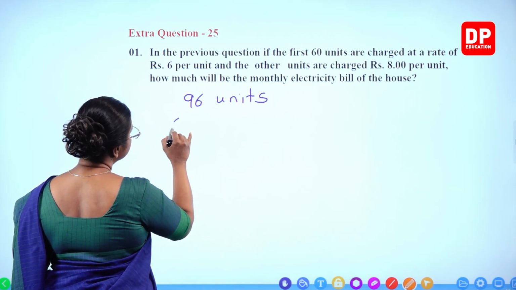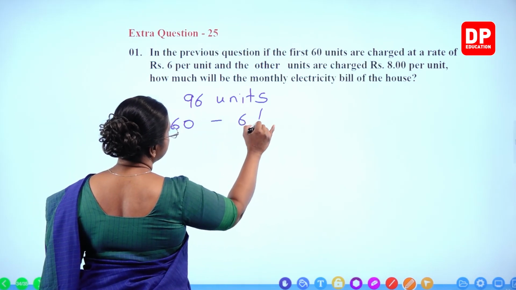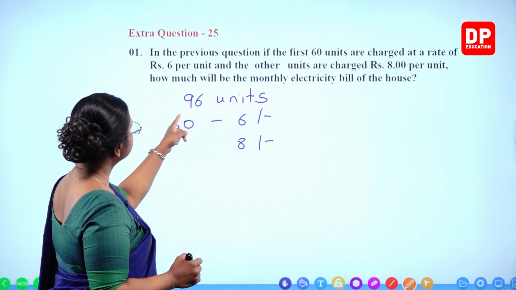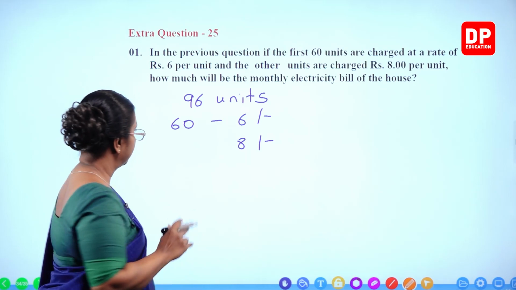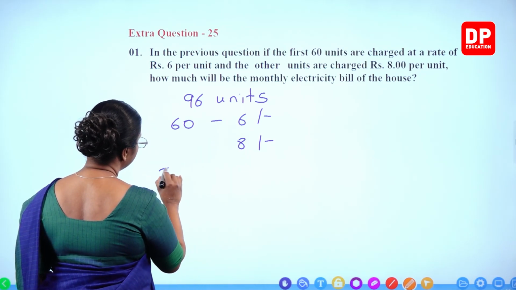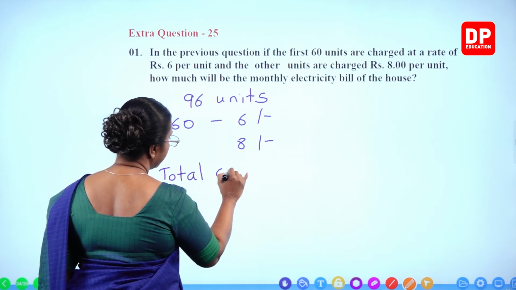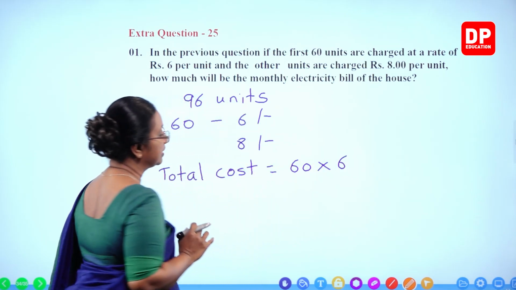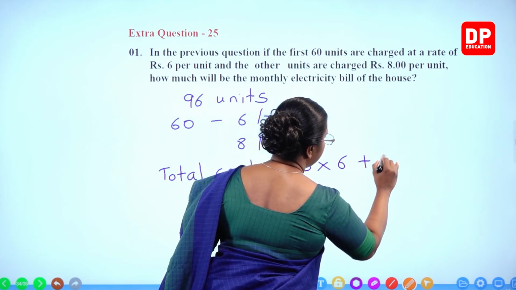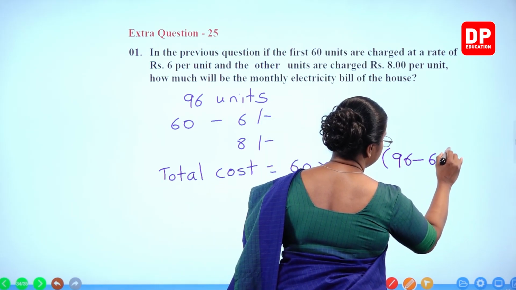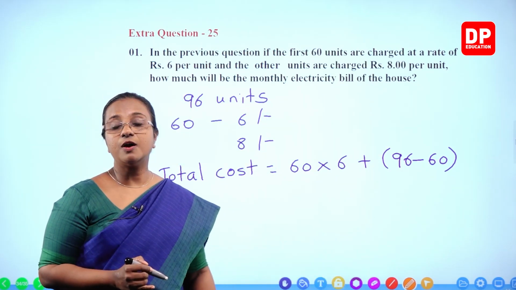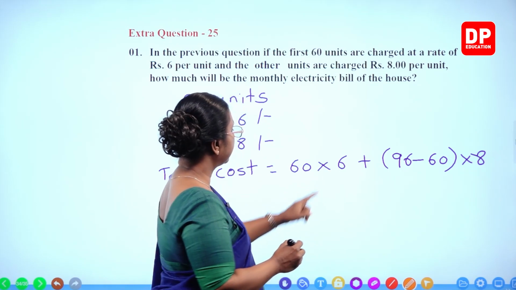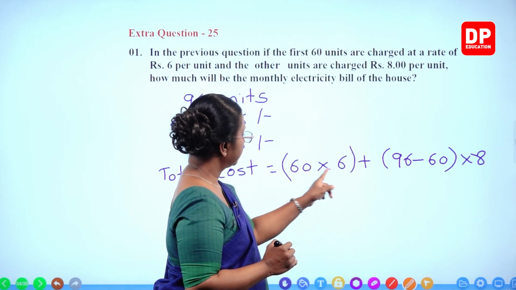And out of these, the first 60 units, they charge at a rate of 6, and the rest of the units at the rate of rupees 8. So first 60 out of 96 units at the rate of 6. So total cost is how much? First 60 units at the rate of rupees 6 plus 96 minus 60, that is the rest of the units at the rate of rupees 8. So here into 8. First 60 at the rate of 6.